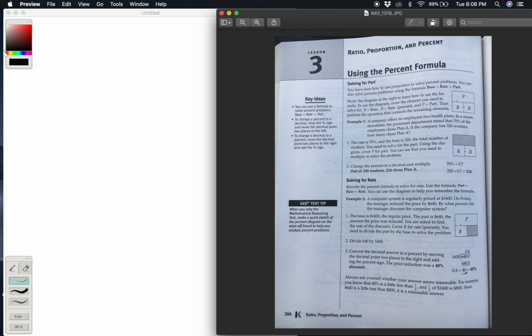What we're doing right now is basically under the section of ratio, proportion, and percents using the percent formula. I'm going to read these key ideas. Not going to go over this whole thing here.